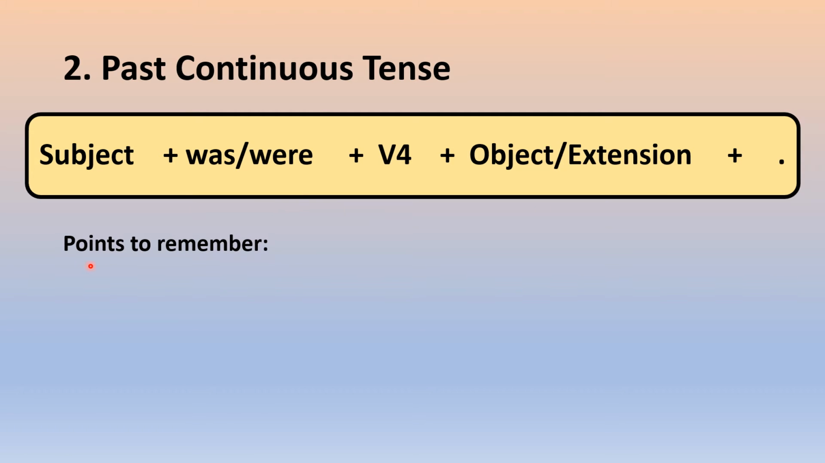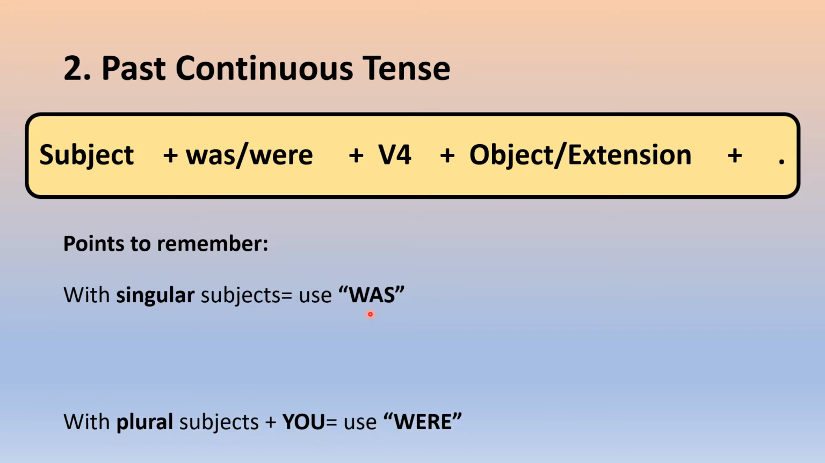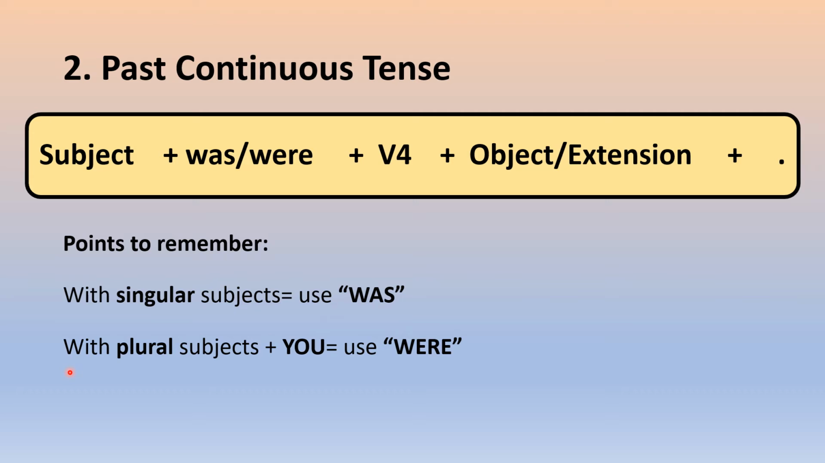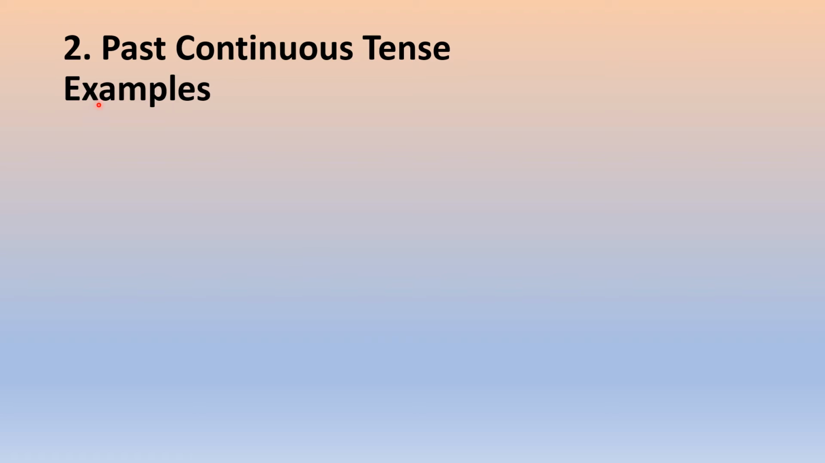Here are few points which are supposed to be remembered. With singular subjects, we use was as auxiliary verb. In case our subject is plural or you, we write were as the auxiliary verb in past continuous tense. Let's move on and talk about some examples.